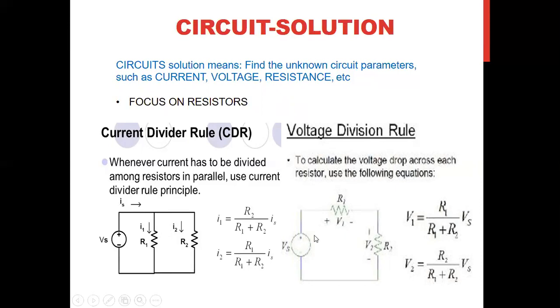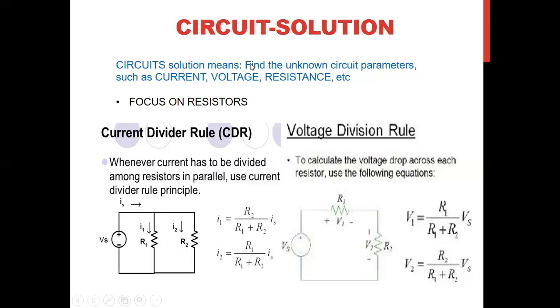Whereas for a series circuit, for the same resistors, voltage is divided. So V1 equals R1 divided by R1 plus R2 into Vs. Vs is the source voltage, and V2 equals R2 divided by R1 plus R2 into Vs.